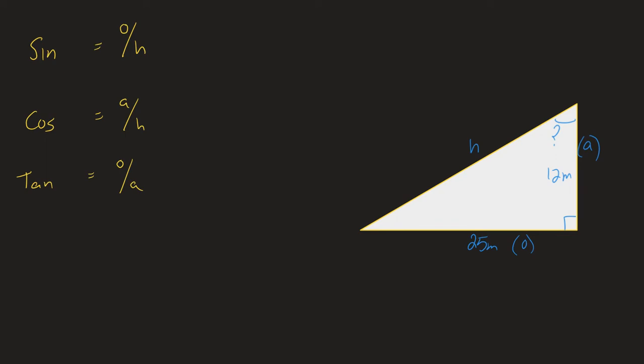Next, step 4, fill in what you know from your triangle. So I know the opposite side is 25, so I'm going to go through and replace all the opposites with 25. I know the adjacent side is 12, so I'm going to go through and replace all the adjacents with 12.